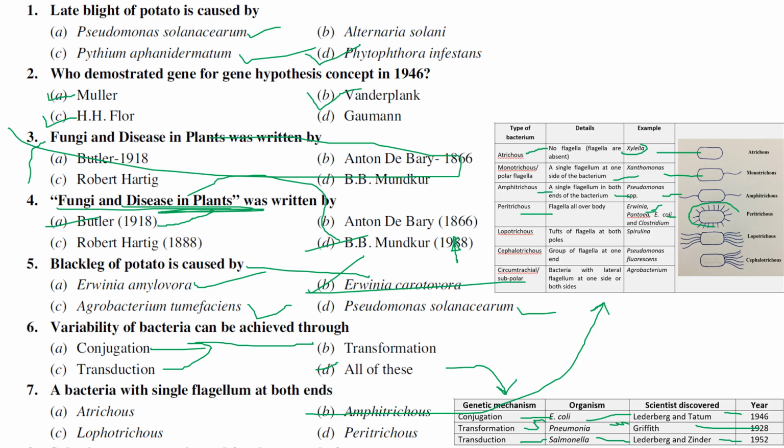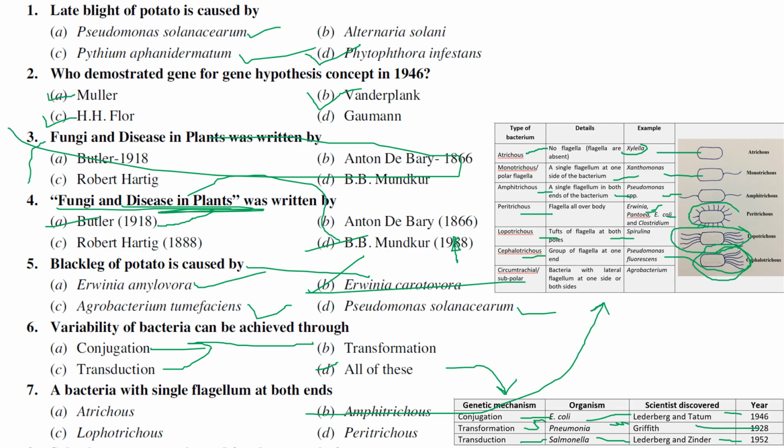So the next one is lophotrichous, tufts of flagella at both poles. If you see, there are plenty of flagella, tufts of flagella, more than 2 to 3 flagella present on both sides. Example is Spirillum. Next one is cephalotrichous, groups of flagella on one side. Example is Pseudomonas. Only a group of flagella is present at only one side, that is called cephalotrichous.